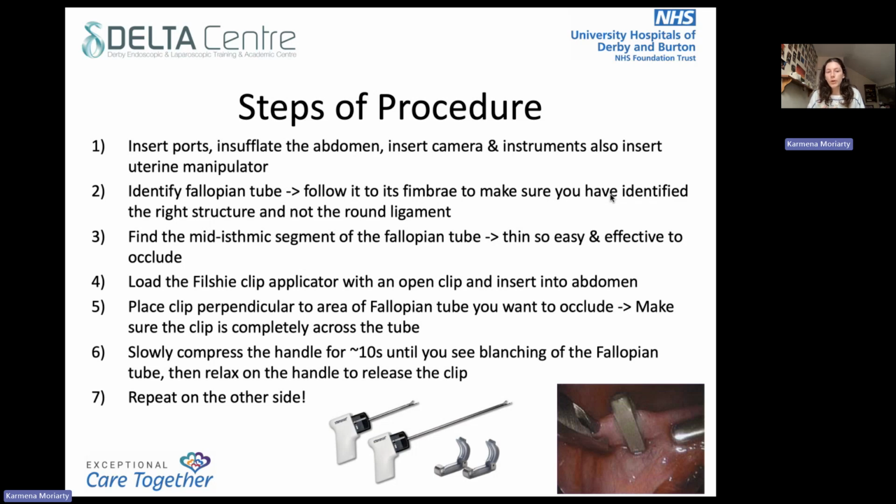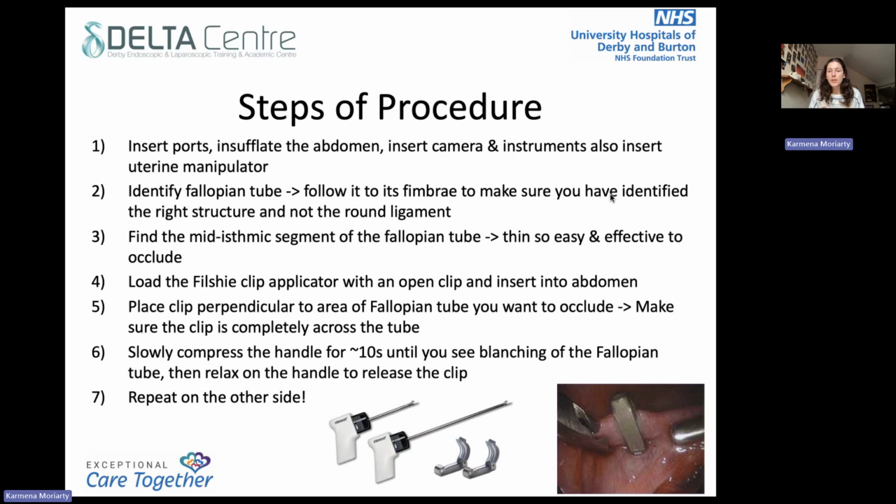Once the instruments and camera are in, the next step is to identify the fallopian tube, and it's important to follow it to its fimbriae to make sure that you have the right structure, and that it's attached to the ovary, rather than clipping the round ligament or something. But they can look quite similar in laparoscopic view.